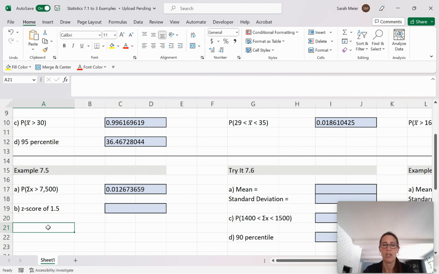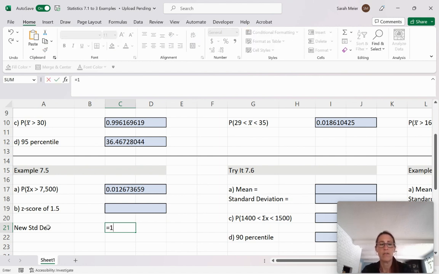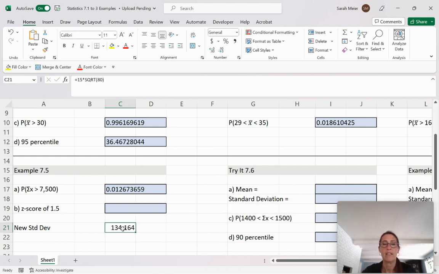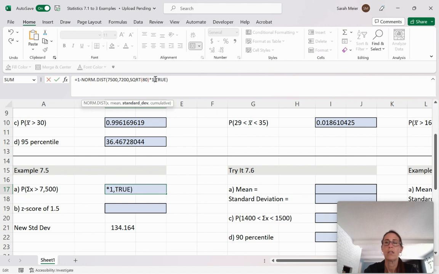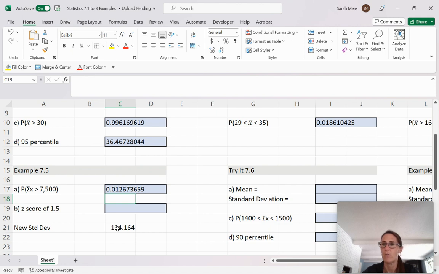So what I mean about that cell reference is down here you could say, let's calculate the new standard deviation, and I'm just going to write new standard deviation instead of doing all the special symbols. But you could just type in 15 times the square root of 80. Okay, so that's the 134.164 from the slide. But then in the formula here, you could delete what I typed before, and I could just reference this cell. I'm going to get the same information.